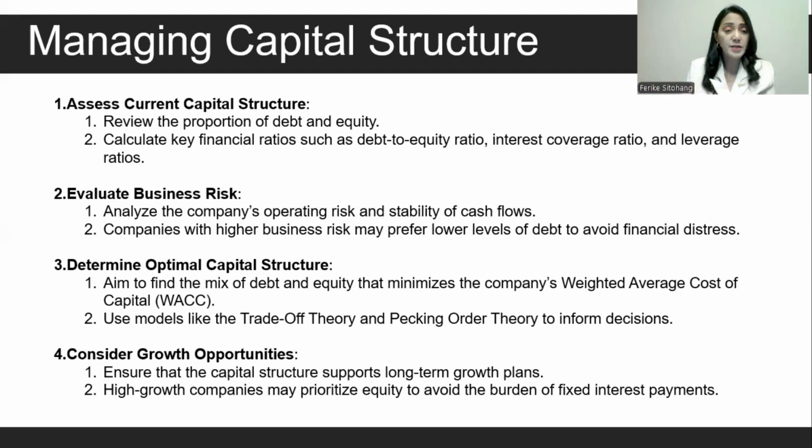The third step is you have to determine the optimal capital structure by aiming to find a mix of debt and equity that minimizes the company's weighted average cost of capital. And use models like the trade-off theory and pecking order theory to inform the decision.